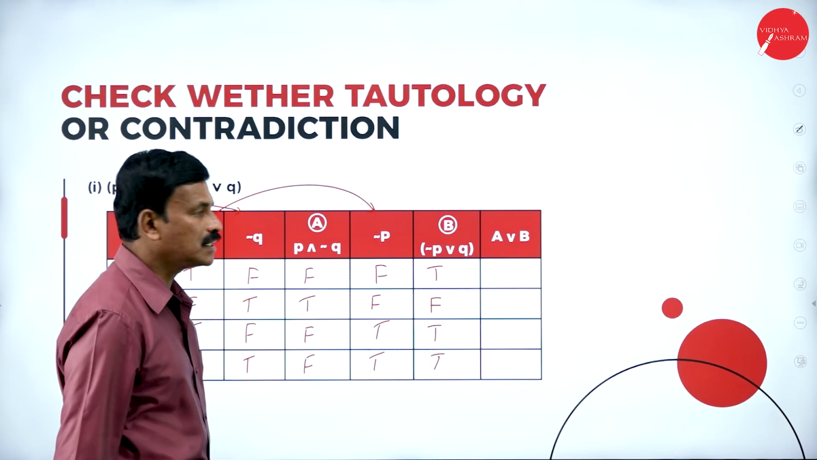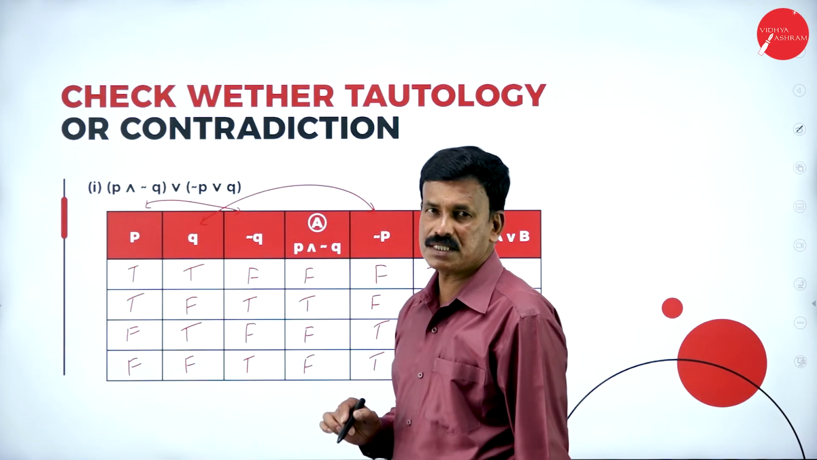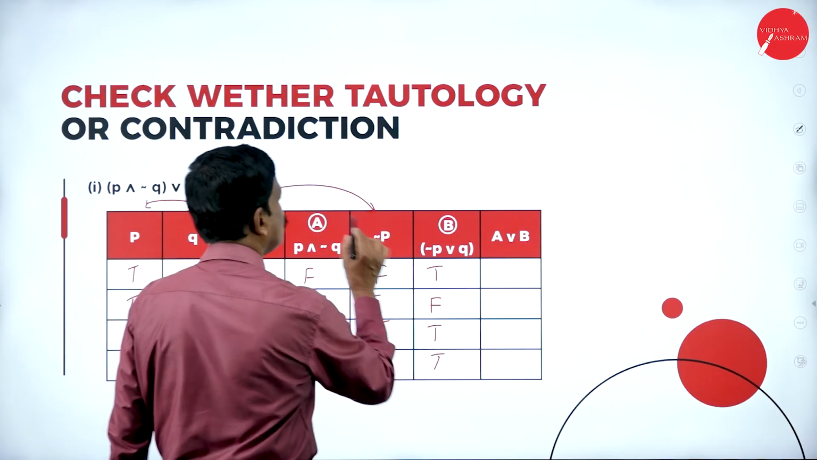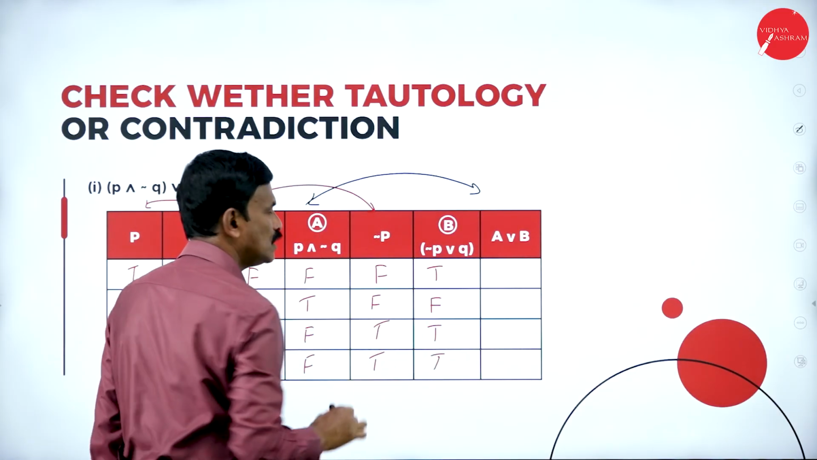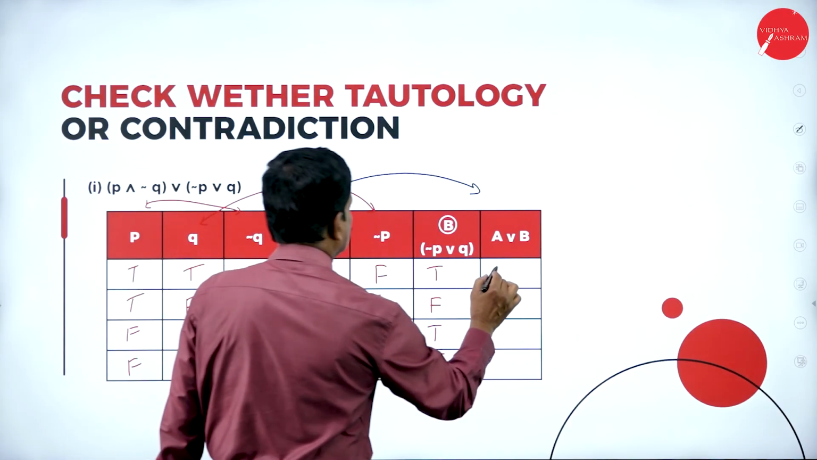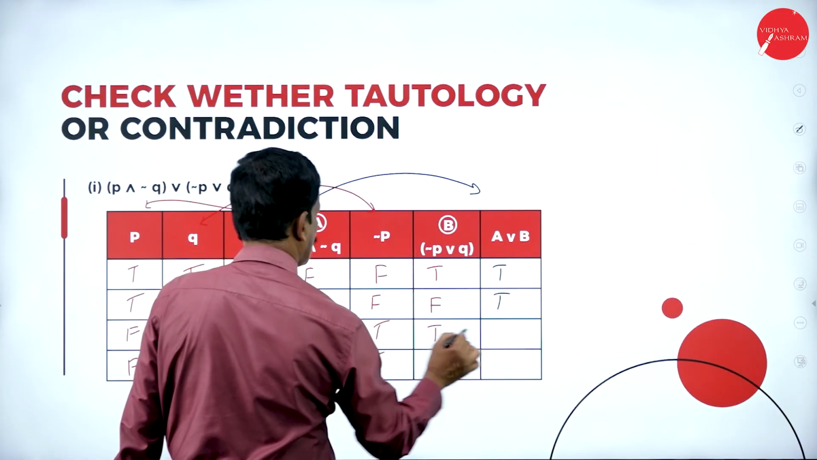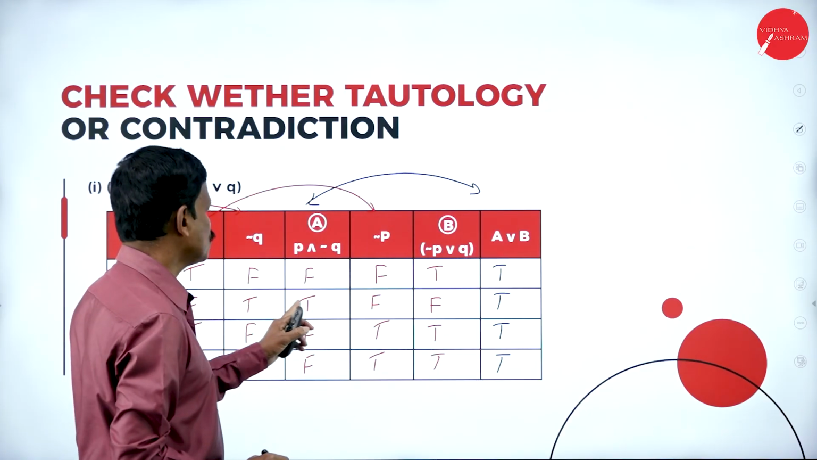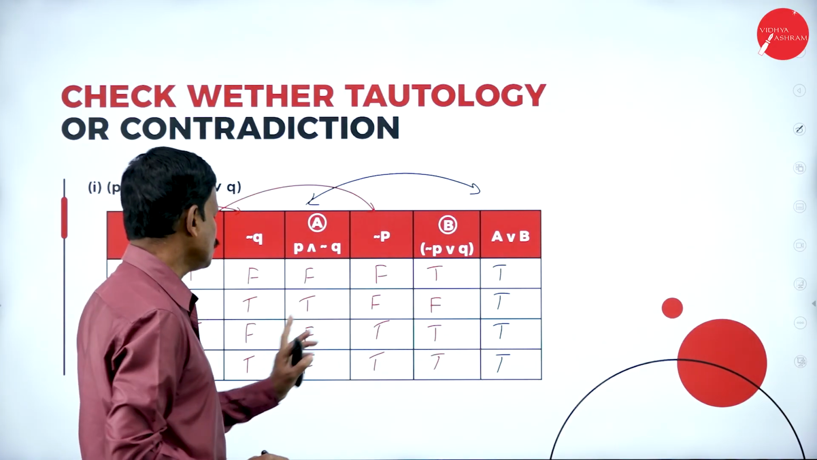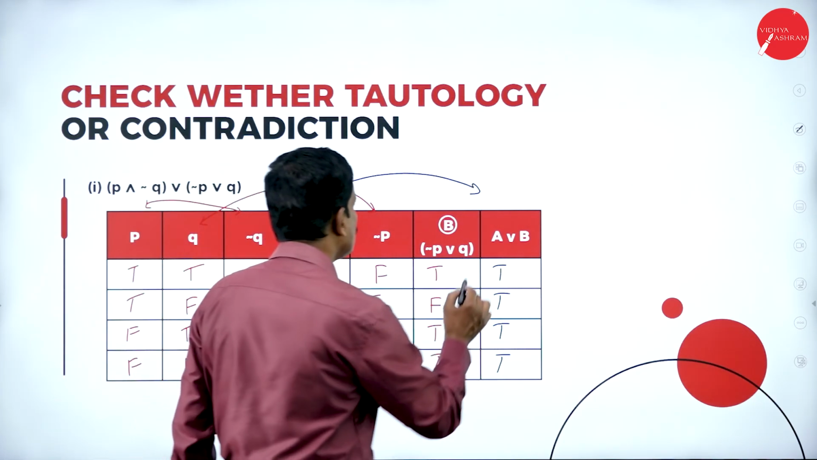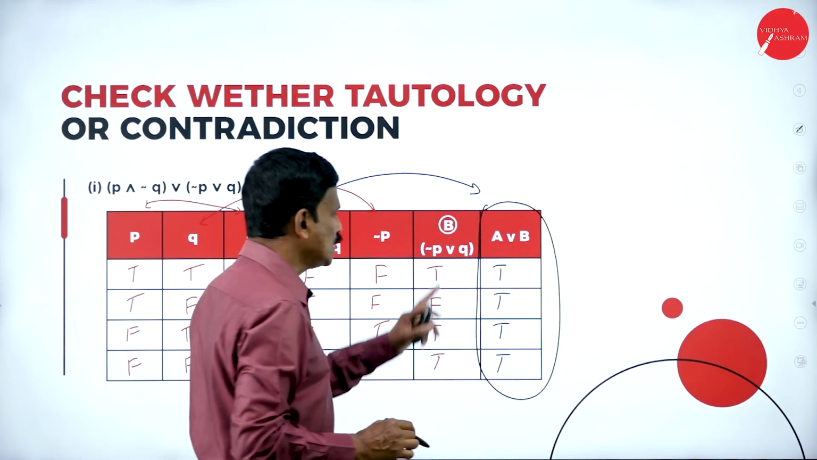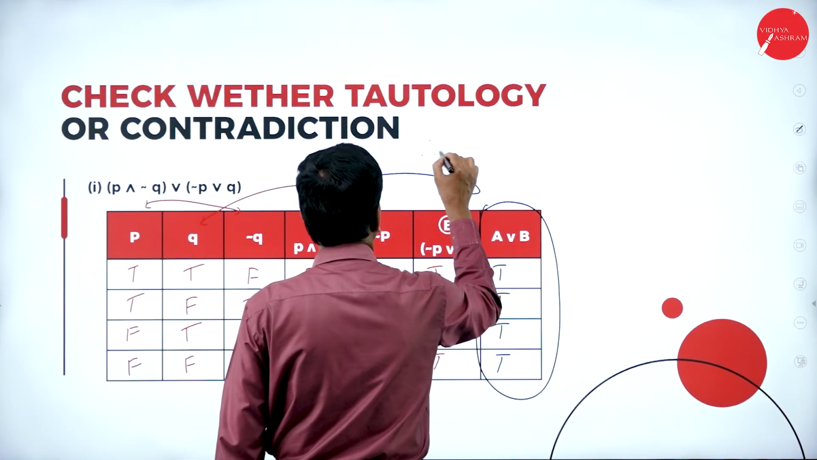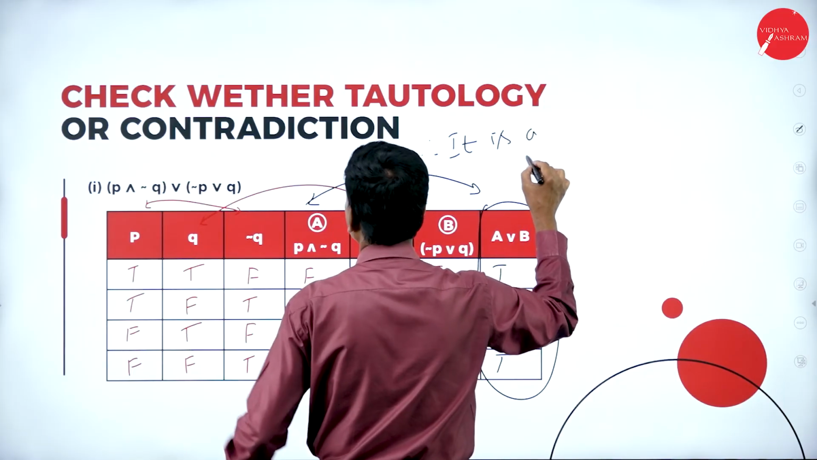Now, these two, A and B, are connected by disjunction again. In disjunction, false and false is false; in all other cases, it is true. So, false and true is true, true and false is also true, false and true is also true, false and true is also true. If you observe carefully, all the truth values in the last column are T, T, T, T. So therefore, the given compound proposition is a tautology.